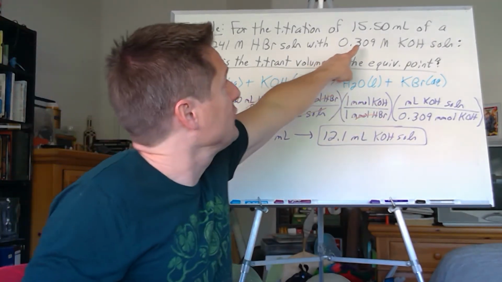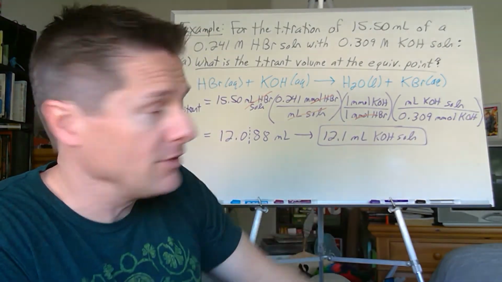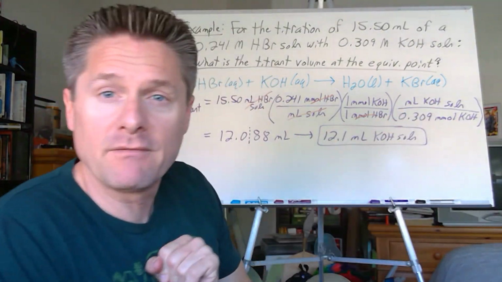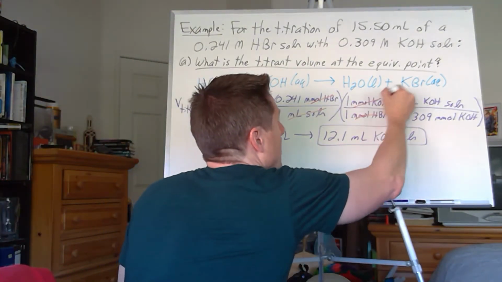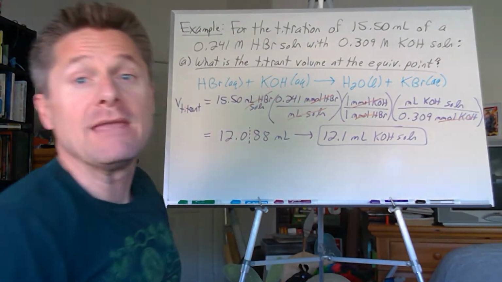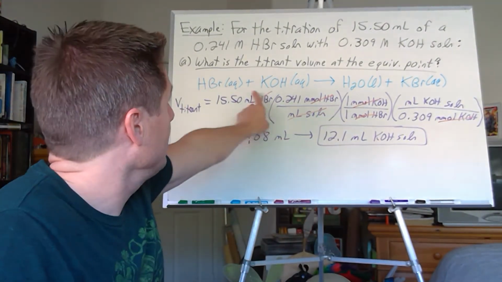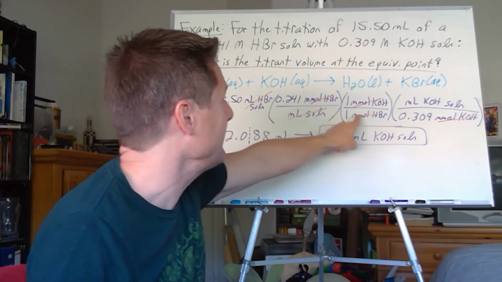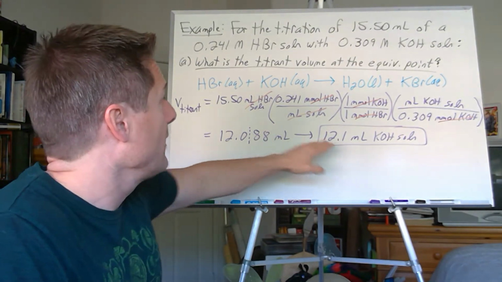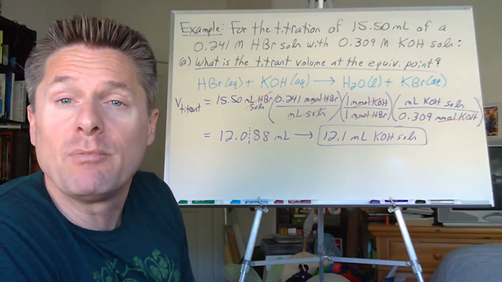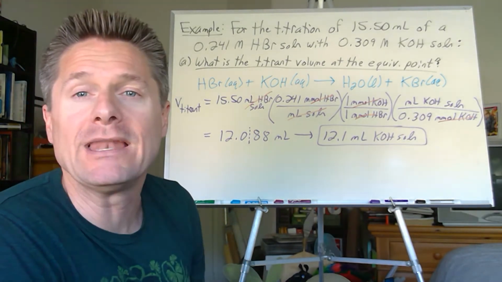And then we have the concentration of the base, so there's 0.309 millimoles of KOH solute for every milliliter of KOH solution. Remember, concentration is solute over solution. That cancels out millimoles of solute, leaving us with the volume in milliliters. You've got to love that millimole per milliliter trick. 3 significant digits, 3, that's 4, that's 3, that's exact, that's 3. So that gives me 12.088 milliliters. Round that to 12.1 milliliters of potassium hydroxide solution titrant. That's where the equivalence point happens.